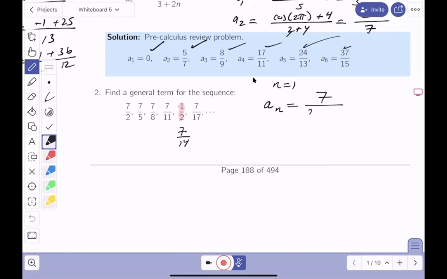So it's something to do with 3n. But I notice the first term is 2, so I'm going to say 3n minus 1. Now, does that work? Well, if I chose 1, I'd get 3 minus 1, which is 2. If I choose 2, I'd get 6 minus 1, which is 5. 3 would be 9 minus 1, which is 8, and so forth. So this is it. Starting at 1, a_n is equal to 7/(3n minus 1).